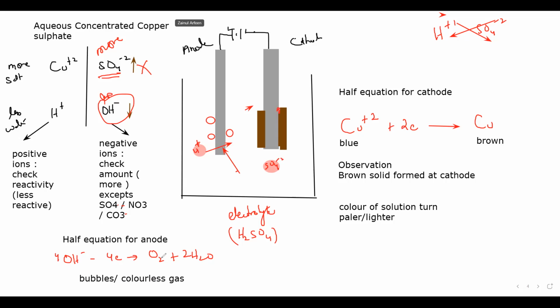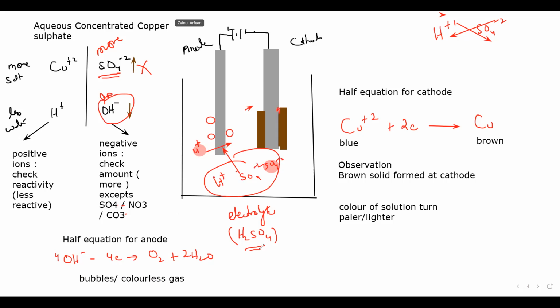So we'll see bubbles, a colorless gas, that is oxygen. As the copper ion and hydroxide ion are going out, we are left with H ion and SO4 ion. When these ions join together, they form a compound known as H2SO4, or sulfuric acid.